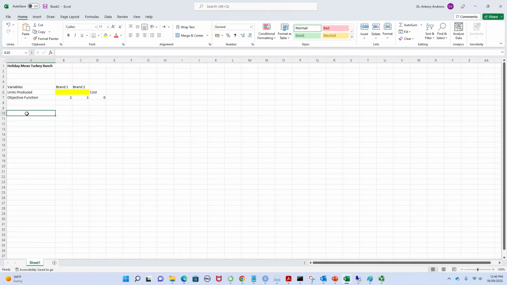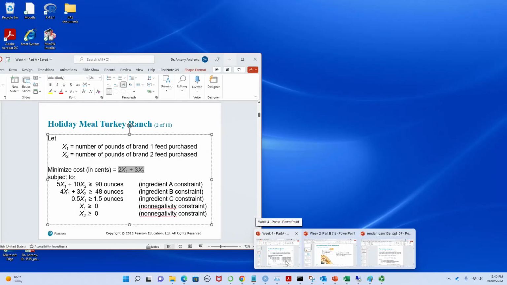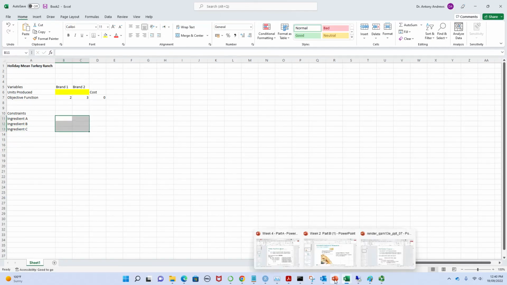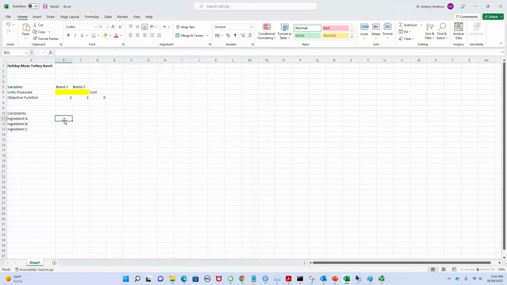Now we move on to the next one where we actually have constraints. So we have 3 constraints here. We got ingredient A, ingredient B, ingredient C. So let's say ingredient A, ingredient B, ingredient C, right? And now what are those constraints? So we just need to get this figure here. Once again, it's the number. So you got 5 and 10.